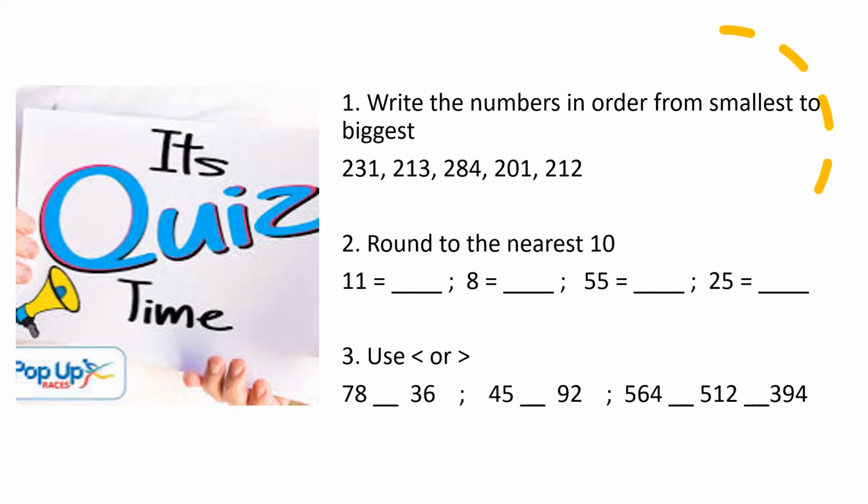It's quiz time. So I want you to do this quiz in your math notebook. Start with the date today and write your answers in your notebook, okay? So follow the instruction. Write the numbers in order from smallest to biggest with date last Thursday. Round to the nearest 10. You remember the rules of rounding? Good. And use less than or greater than to answer the question. You have 2 minutes to finish your work.